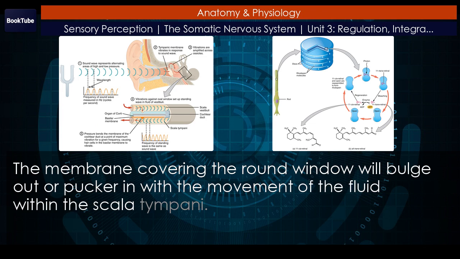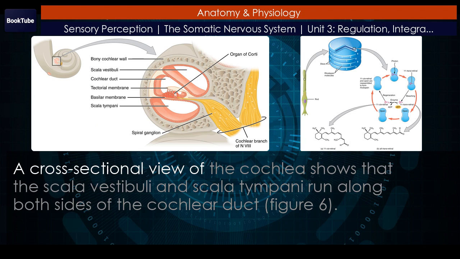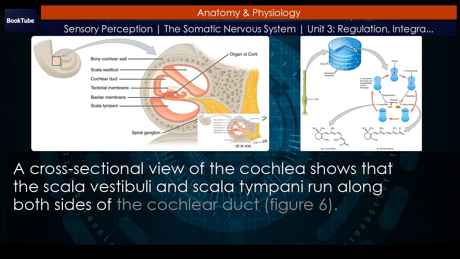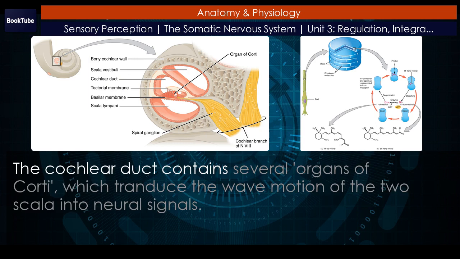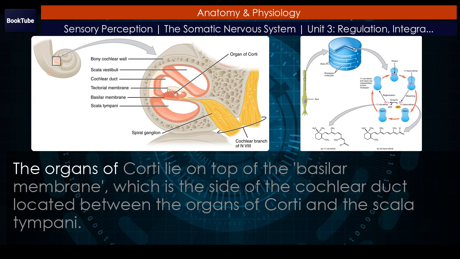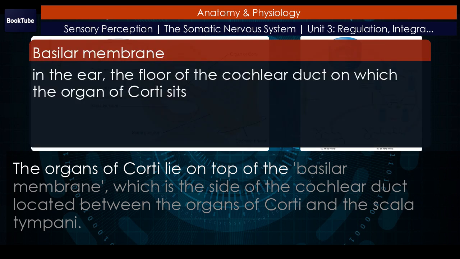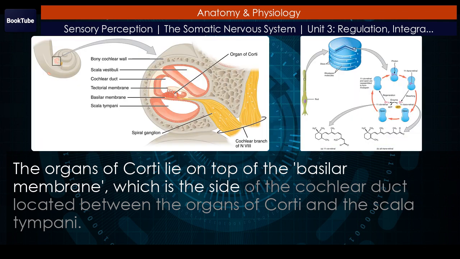Within the scala tympani, a cross-sectional view of the cochlea shows that the scala vestibuli and scala tympani run along both sides of the cochlear duct. Figure 6. The cochlear duct contains several organs of Corti, which transduce the wave motion of the two scala into neural signals. The organs of Corti lie on top of the basilar membrane, which is the side of the cochlear duct located between the organs of Corti and the scala tympani.